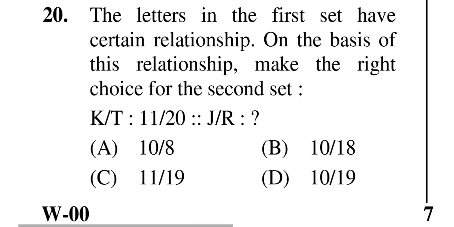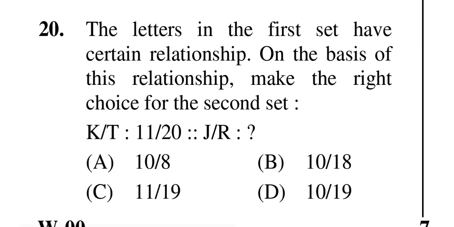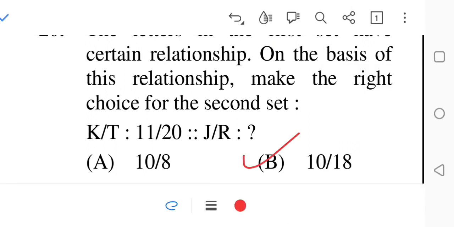19 done. Okay, 20. It says the letters in the first set have certain relationship. On the basis of this relationship, make the right choice for the second set. K slash T colon 11 slash 20, then J slash R colon question mark. The options are 10 by 8, or we can say 10 by 18, 11 by 19, 10 by 19. Correct answer will be 10 by 18. Got it?